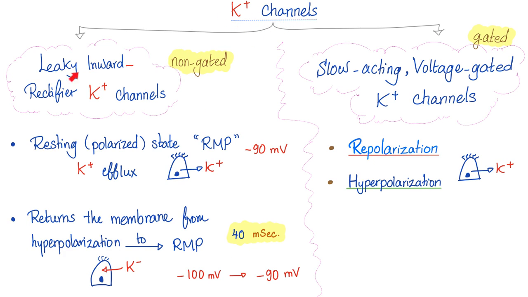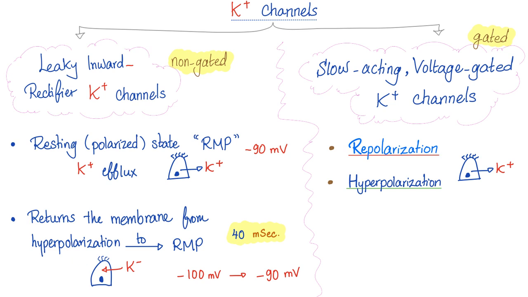We have 2 types. Leaky inward rectifying potassium channels and the slow-acting voltage-gated potassium channels. These are non-gated, but these are gated, and the gate will open by electricity. That's why we call it voltage-gated, as opposed to ligand-gated. Even though they are called leaky inward, their job is to let the potassium in and out. Let it out, responsible for the resting membrane potential.